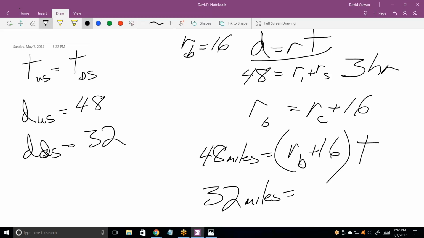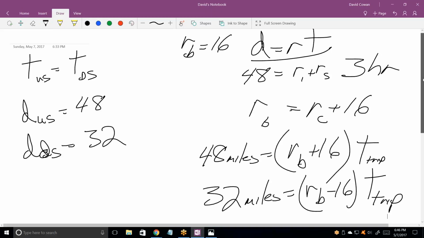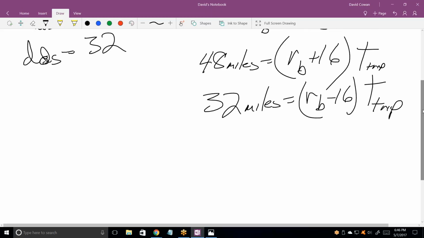This one, they're going upstream. So that's got to be the speed of the boat minus 16 times t, and the t's are the same because the time to go upstream and downstream is the same. So we'll call this the time of the trip. Okay? Now, we should have enough equations.